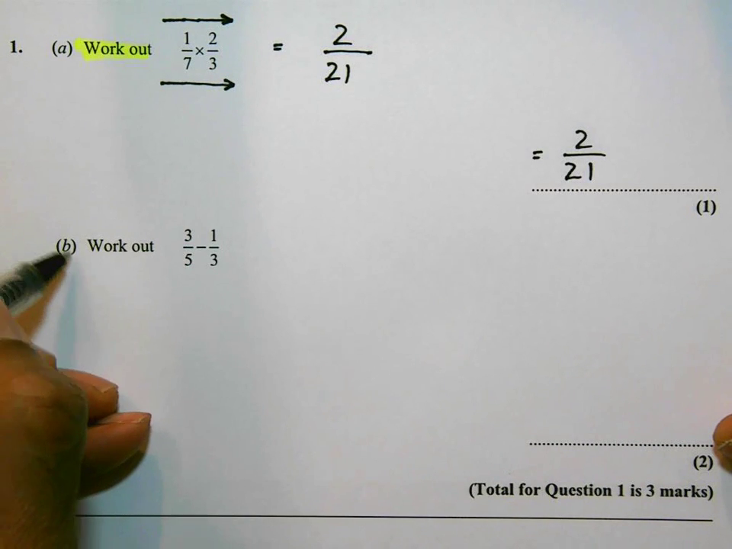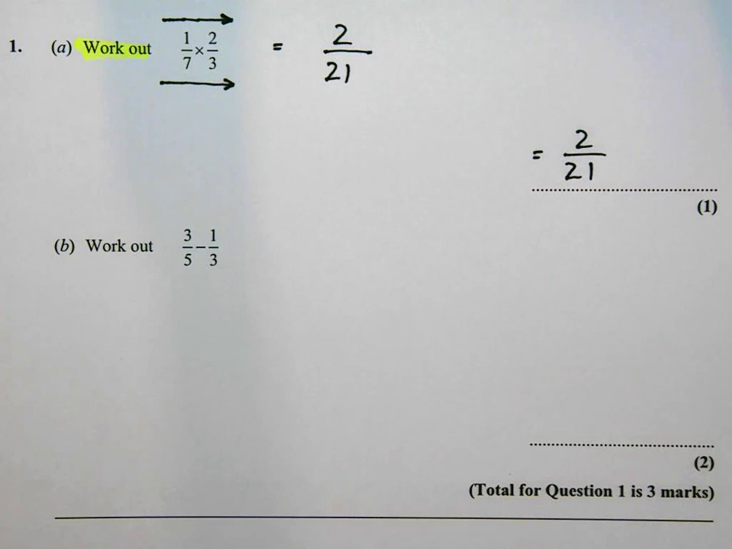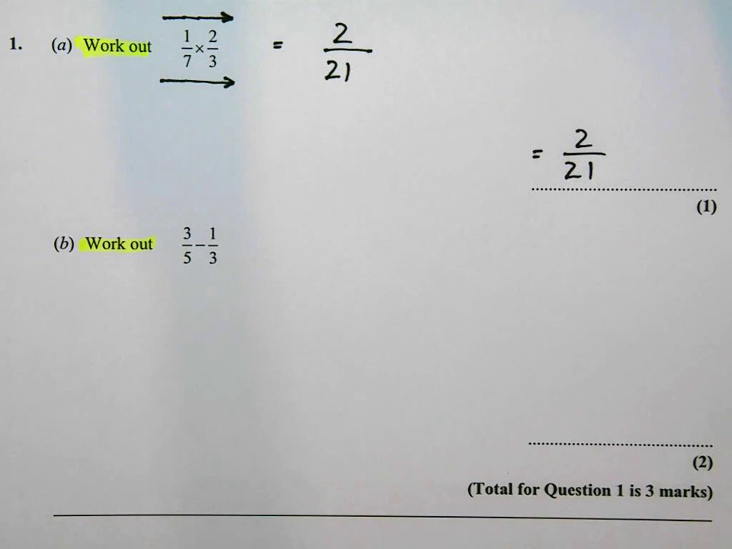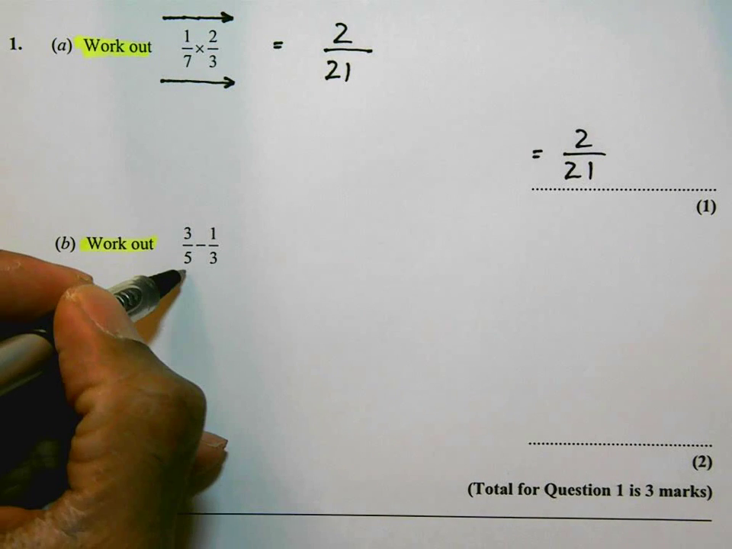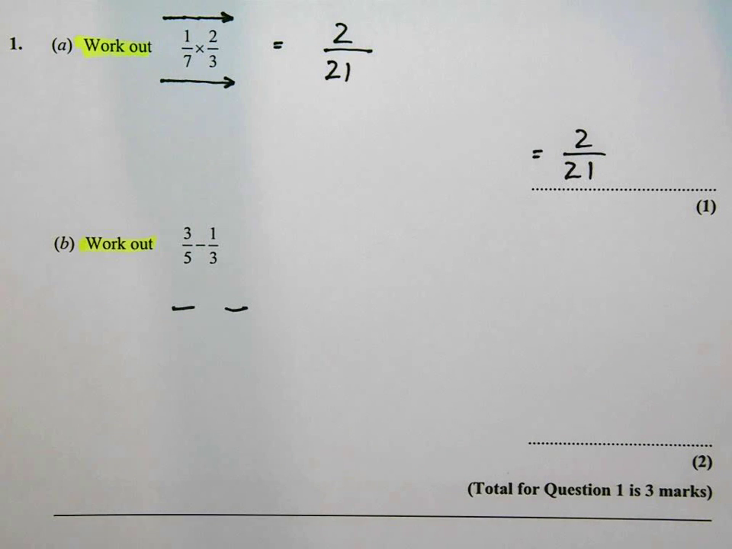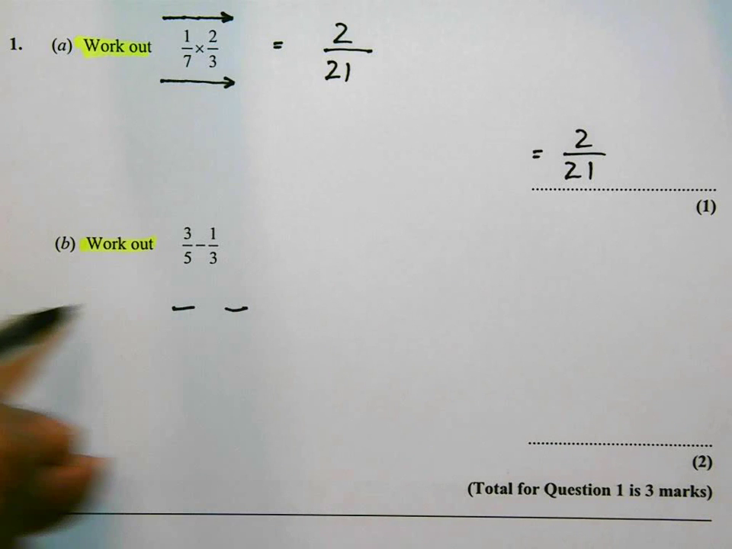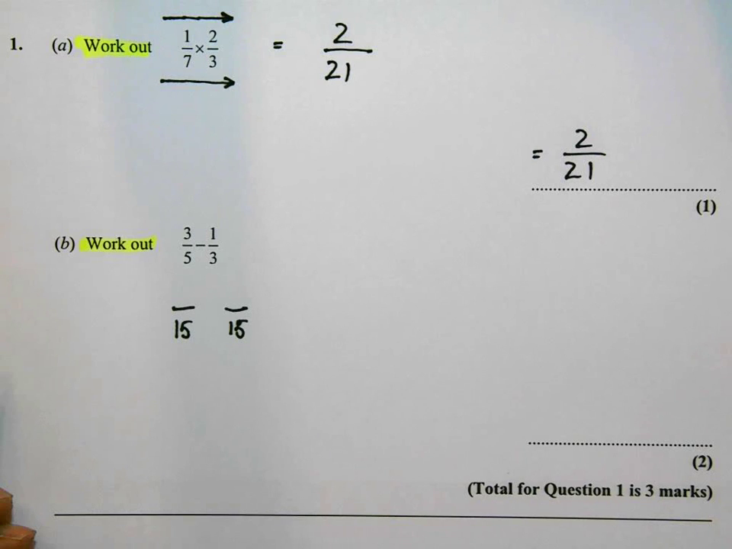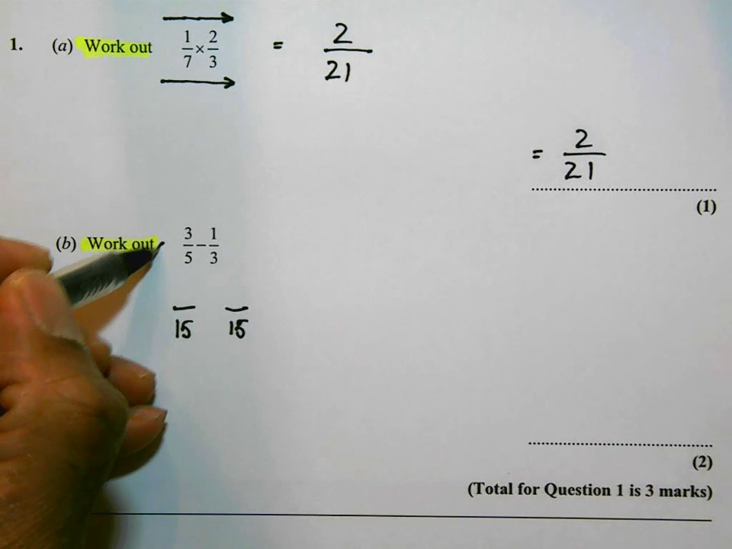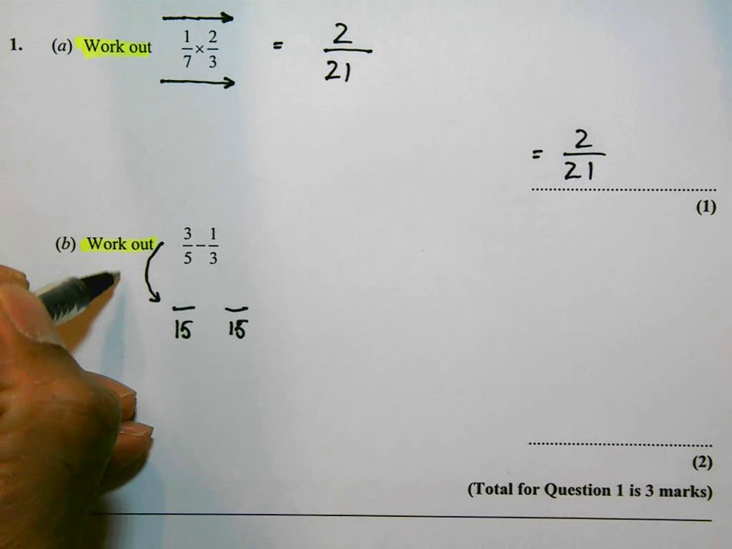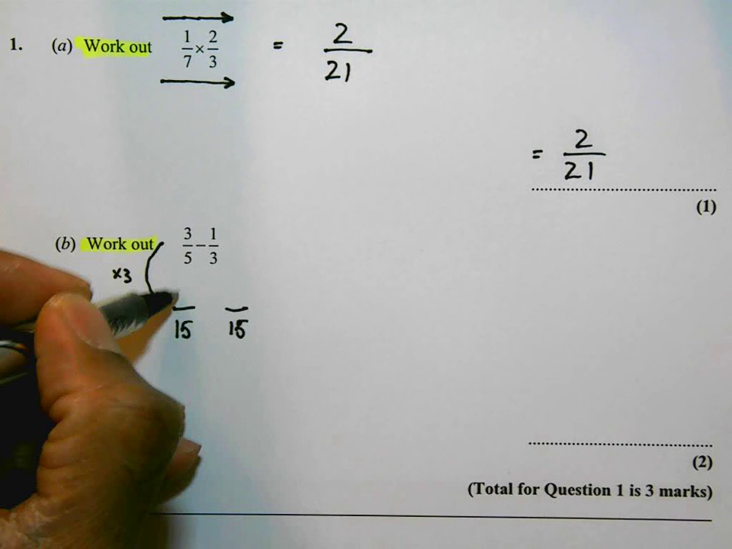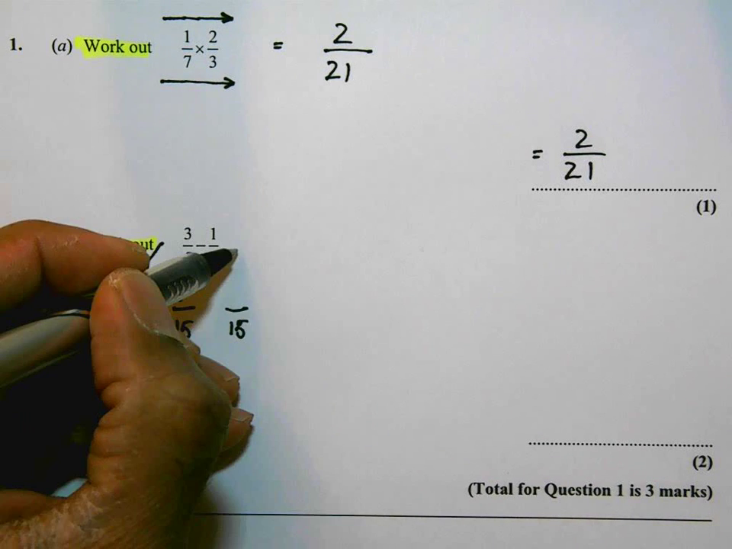Part B, again, asks to work out, and this time it's a takeaway of two fractions. The fractions have different denominators in them, so that means that I need to change these denominators into the same, so I'm working with the same type of fraction. 5 times 3 is 15, so I'm going to choose to change those denominators into 15. If I times the whole of the first fraction, the top and the bottom, by 3, I'd get 15 at the bottom, and 3 times 3, 9 in the numerator.